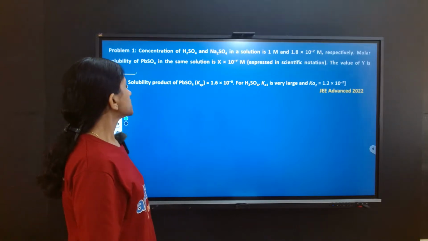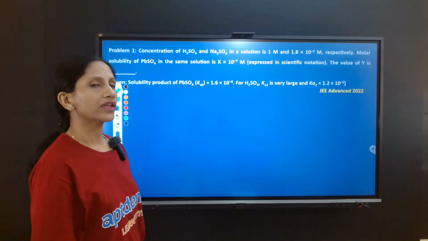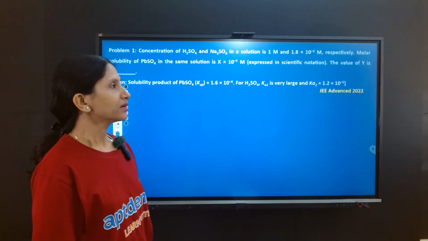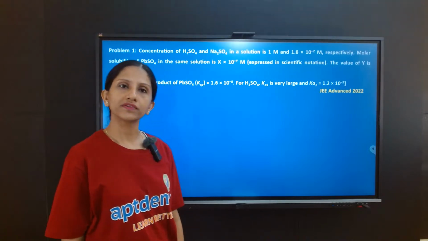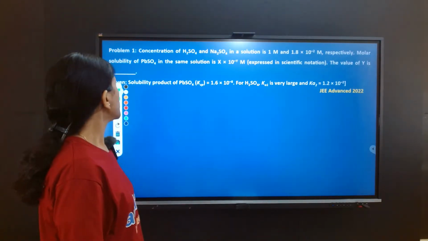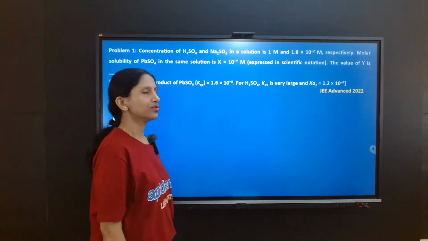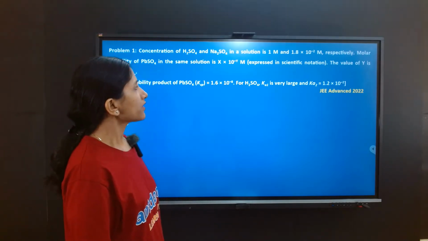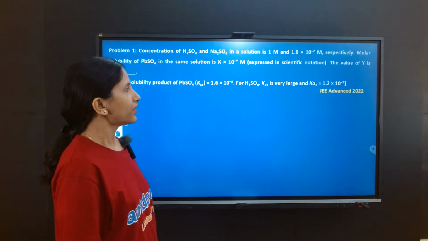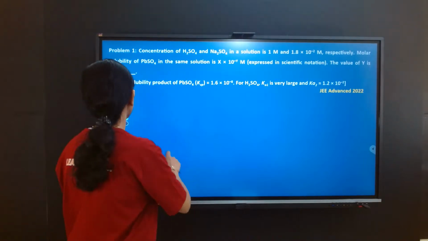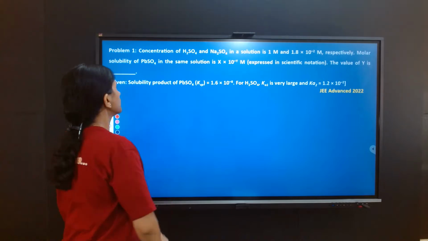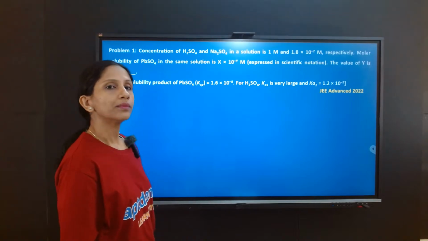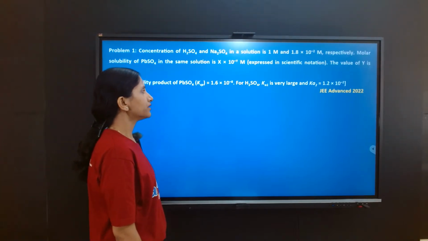that the concentration of H2SO4 and Na2SO4 in a solution is 1 molar and 1.8 times 10 to the power minus 2 molar respectively. The molar solubility of lead sulfate in the same solution is X times 10 to the power minus Y molar, expressed in scientific notation. The value of Y we have to calculate. Some other information is given. The solubility product of lead sulfate, that is Ksp, is given as 1.6 times 10 to the power minus 8.